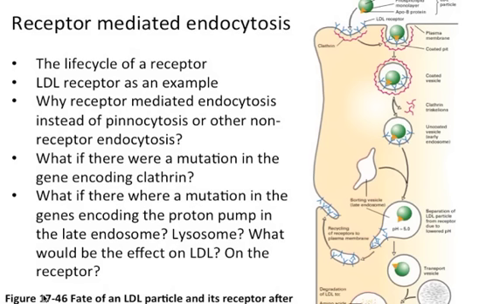If a cell doesn't want to take in something anymore, what's the smartest thing to do? Get rid of the receptor. Take them off the cell surface. Viruses like to do that to cells, too.